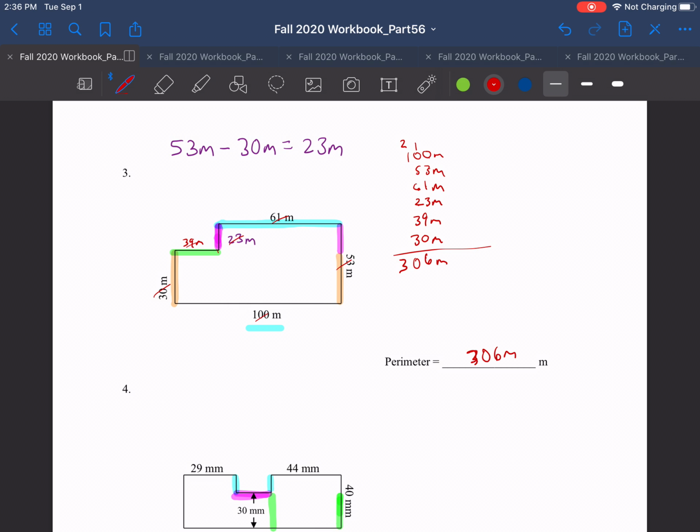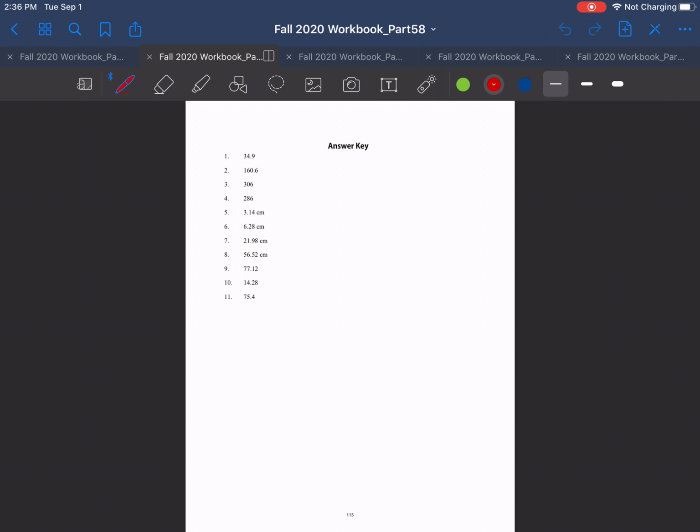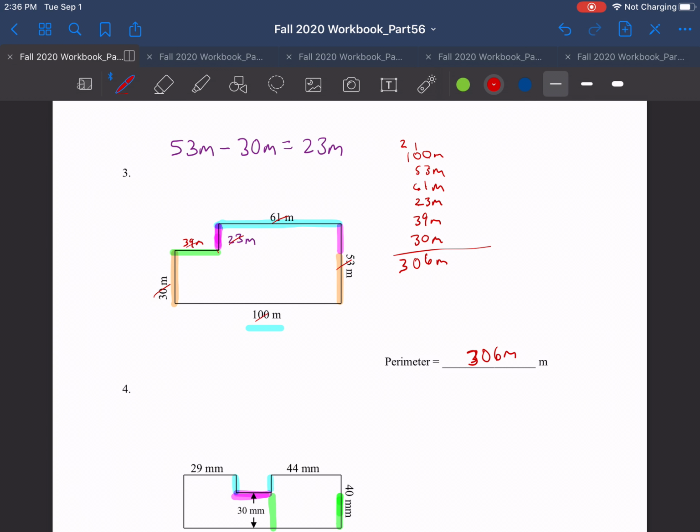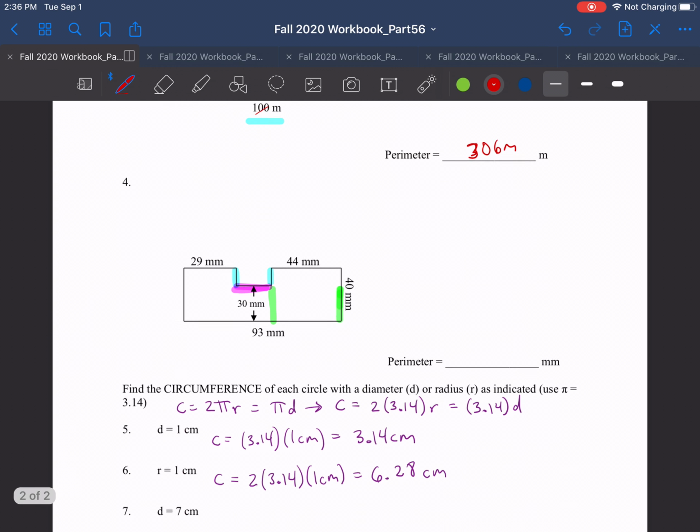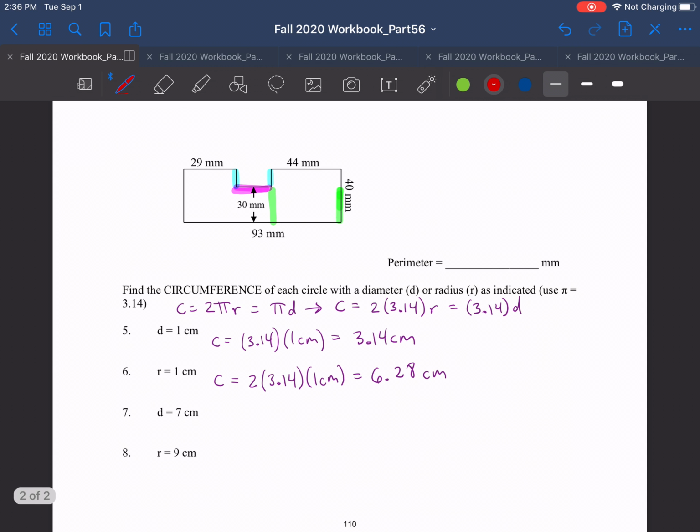306 meters, which I believe, where are the answers for that? What number is that? Number 3, 306 right there. Okay, so we got that one, good. This next one we can go through and do as well.